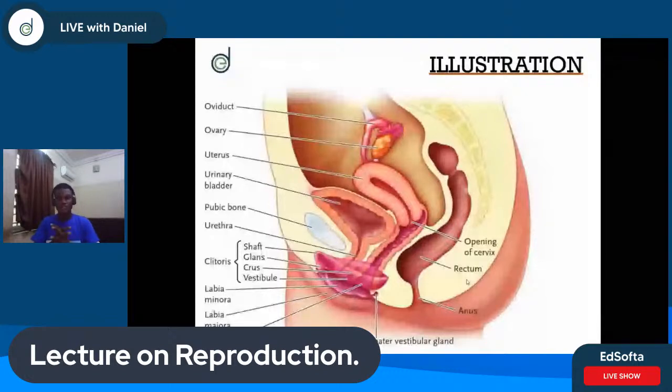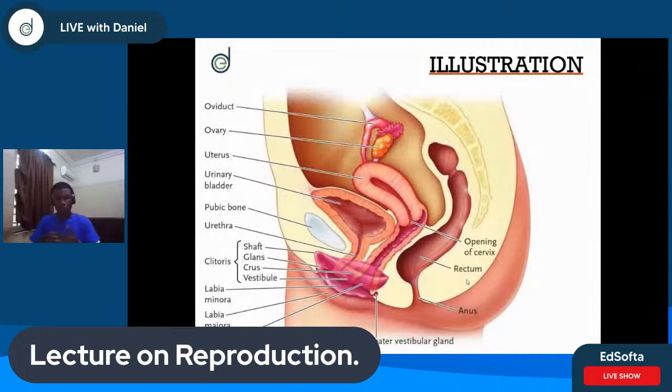Now we have the labia majora. From the word majora, it means major, and labia is a skin fold. So labia, skin fold, majora, major, means major skin fold or large skin fold. Then you have the mons pubis. Pubis is coined from the word pubic hair, and mons means prominence. So it means prominence under pubic hair.